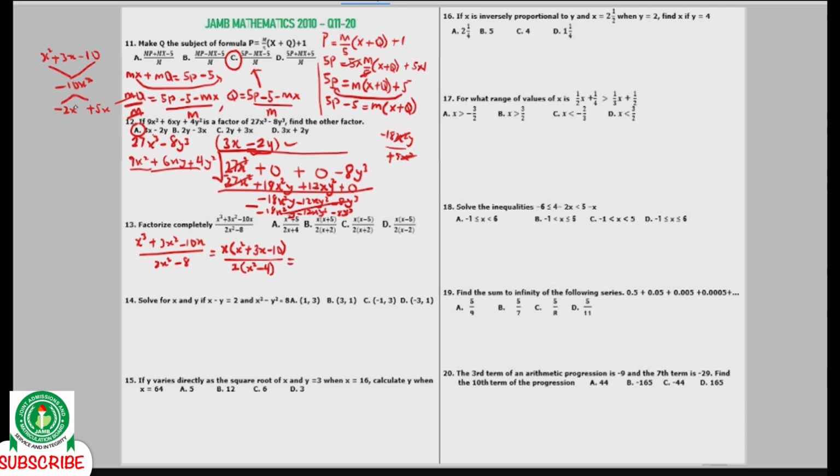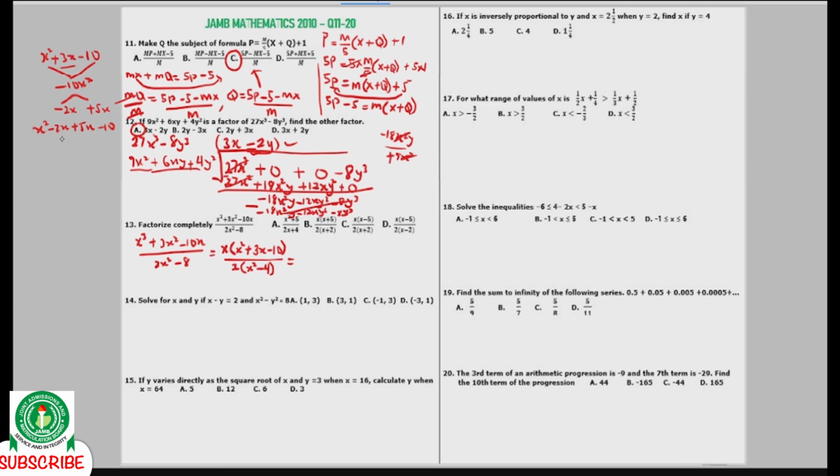So instead of having this 3x here, we're going to replace it with these 2 factors, because minus 2x plus 5x is going to give us plus 3x. So we now have x squared minus 2x plus 5x minus 10.